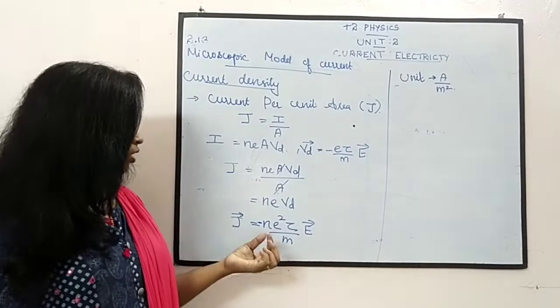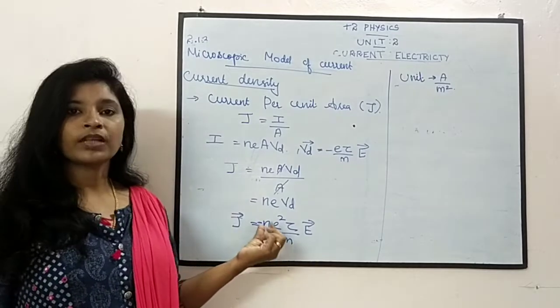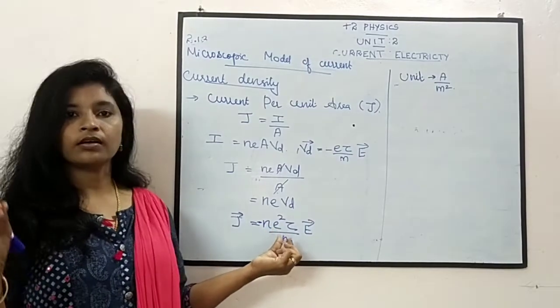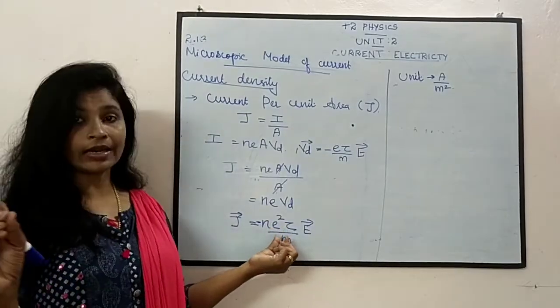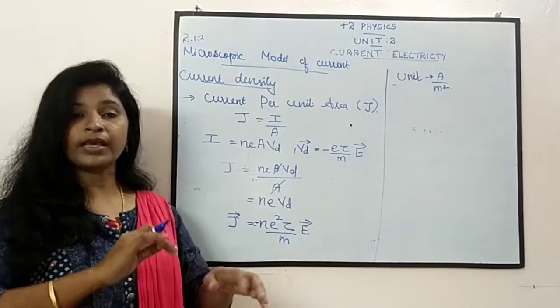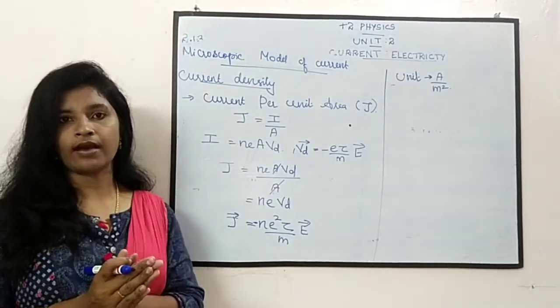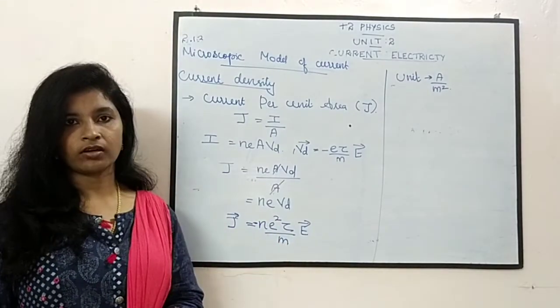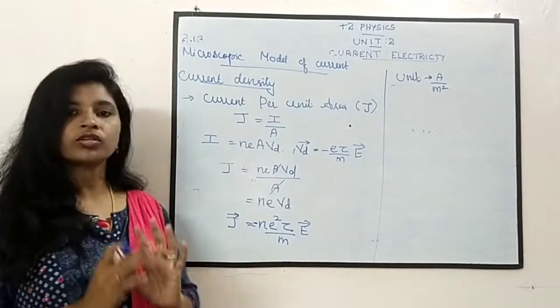I already told that N is the property of a material. E is the charge of the electron, and tau is the mean free time. Already we have discussed that tau means mean free time. And M is the mass of the electron. So all these factors are constant.